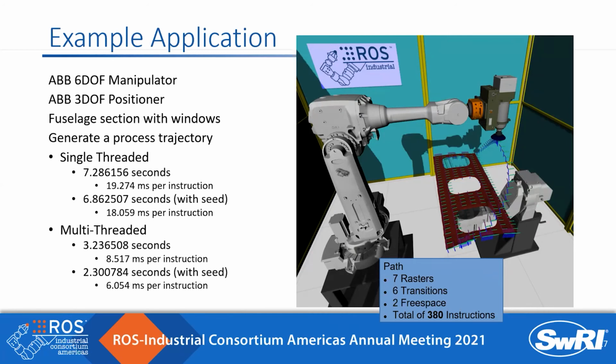Single threaded, it took about 7.28 seconds. With a seed, initial seed, it was about 6.8. Then running it through the task-based planner that understands the process and was able to spin things off in parallel, like the different rasters, we were able to cut the time in half. We were able to now plan these type of problems at about 3.2 seconds, and then with a seed about 2.3. So you can imagine the more hardware you have and the larger the problem, the planning time gets even faster.